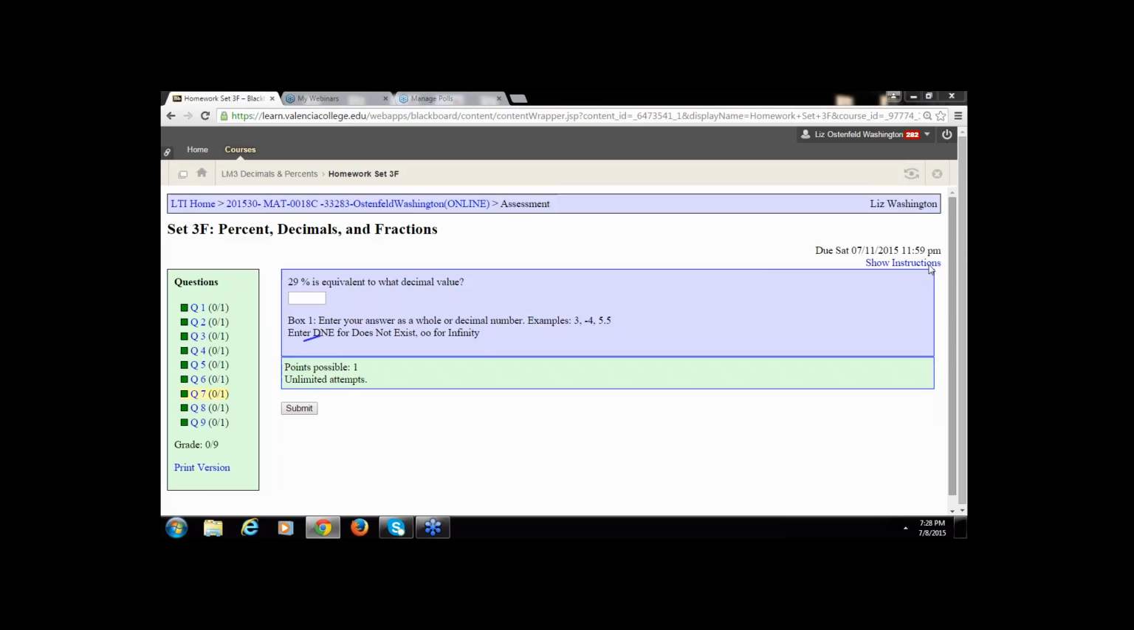The exact opposite is going from percent to decimal. This time we're going to actually move 2 places to our left. So here we have 29%. The decimal is technically right here. So 2 places to my left, the equivalent decimal would be 0.29.